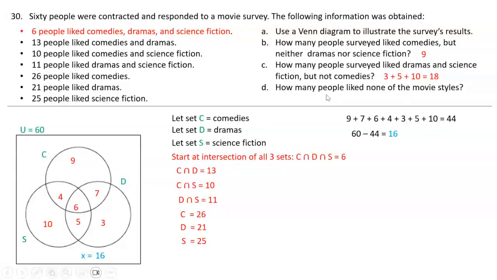And for part D, how many people like none of the movie styles? So the answer is 16. They were part of the 60, but they didn't like the movies. So the answer will be 16. Okay. And that's how you do these types of problems, guys. But the main thing you've got to remember is that when you start, you always start where all 3 sets intersect.